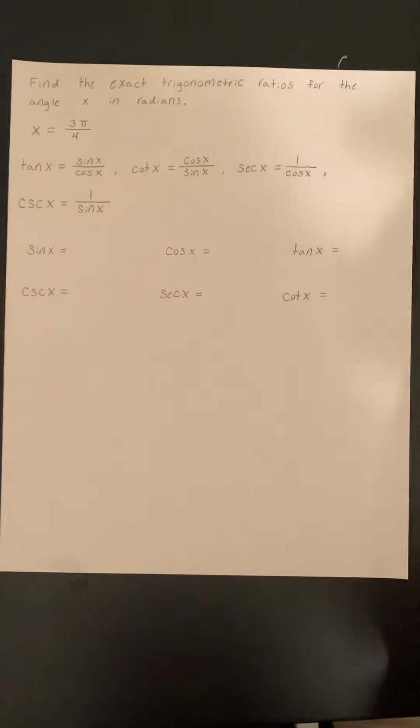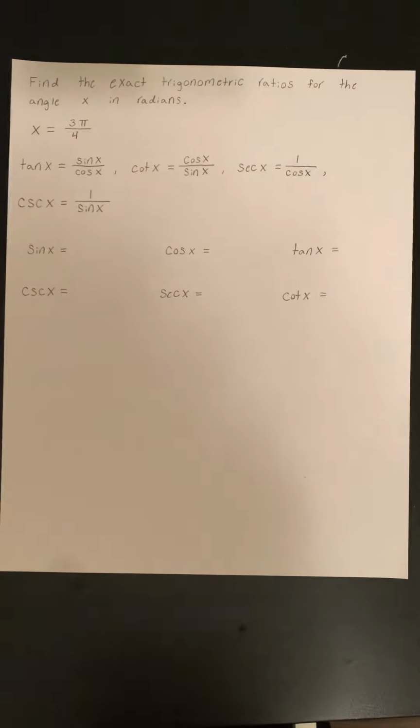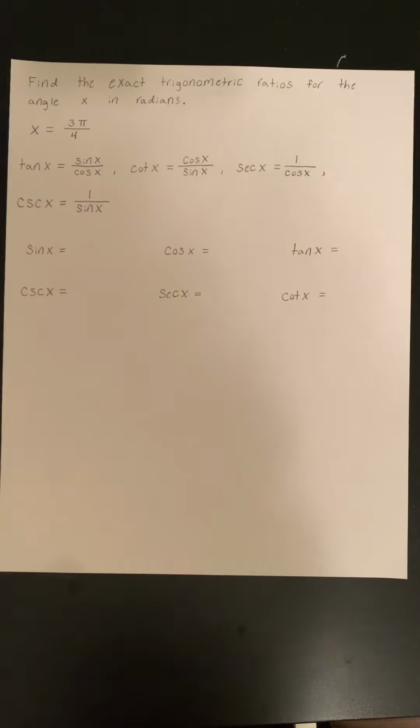Hello everybody. I got another question about this week's homework, and this one is about finding the appropriate trigonometric ratios given a specific angle. In this case, our angle is x equals 3 pi over 4. Now, to do this, we're going to have to keep in mind a few important equalities that we learned in trigonometry.